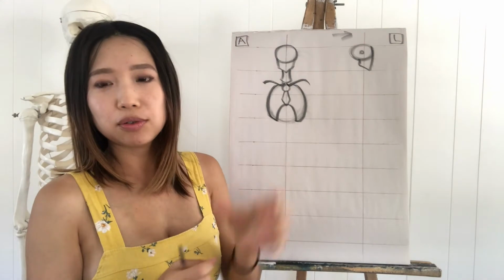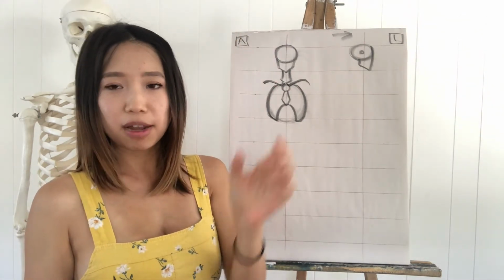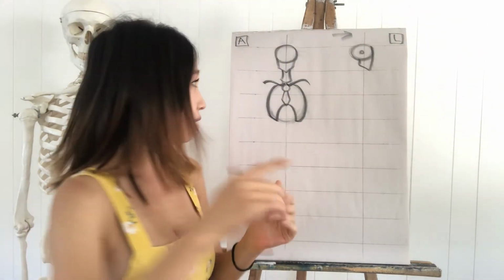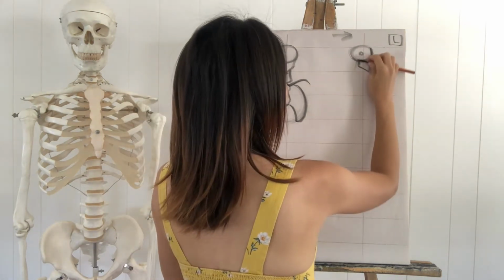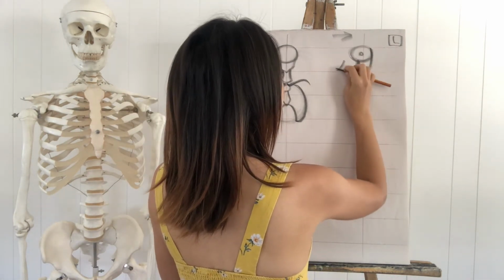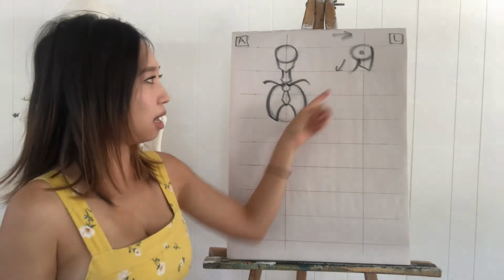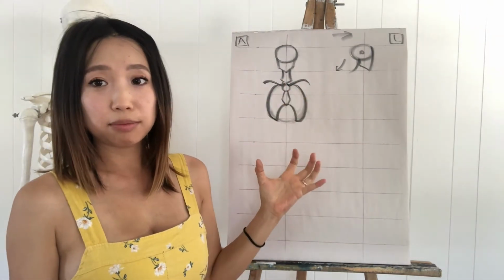I've seen a lot of people doing just a straight line for the neck, but it actually has this slight curve that goes down this way. So you can just do this. So the arrow pointing at the back, so you can just simply create this curve.